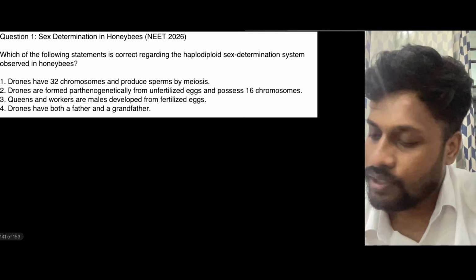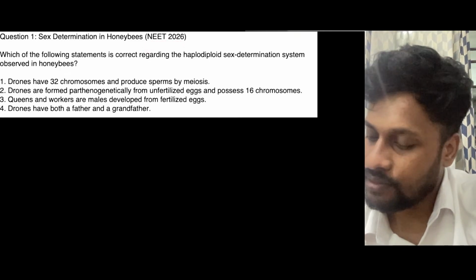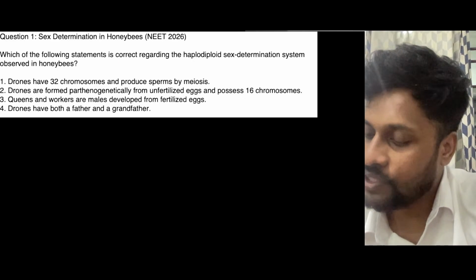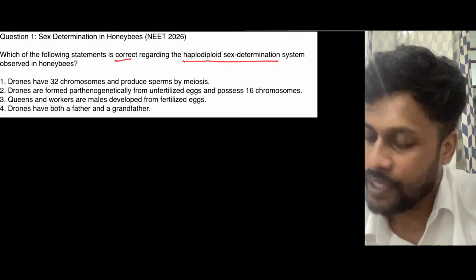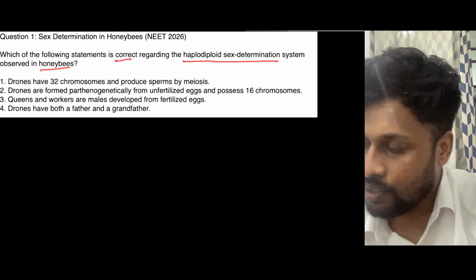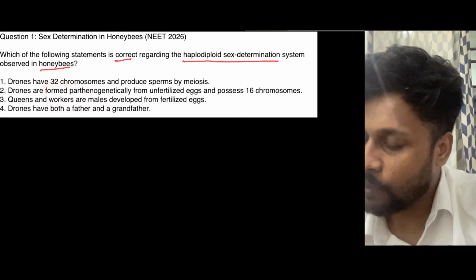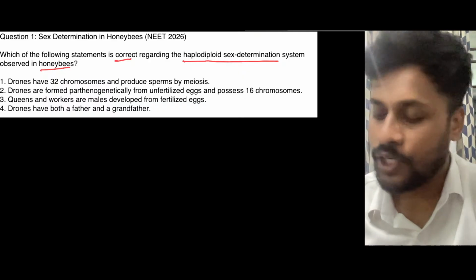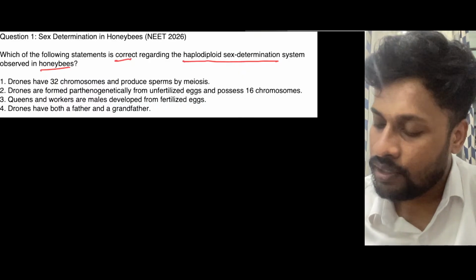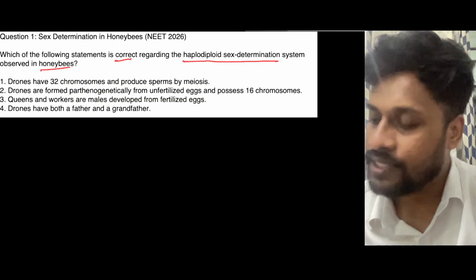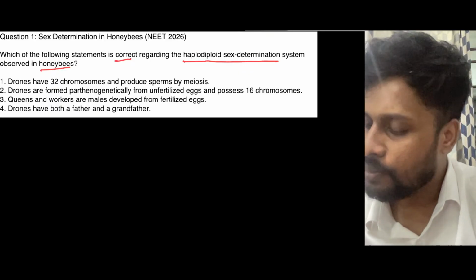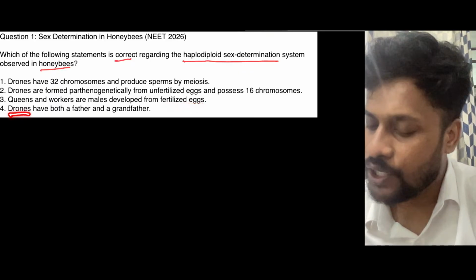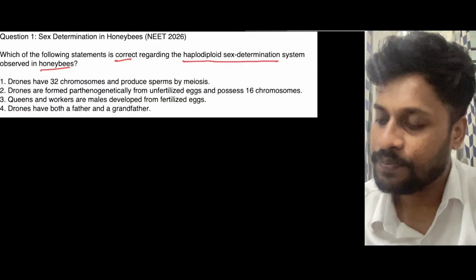Now, one question for NEET 2026. I think, which of the following statement is correct? Correct regarding haplodiploid sex determination system observed in honeybee. Drones have 32 chromosome and produce sperms by meiosis. Drones are formed parthenogenetically from unfertilized eggs and possess 16 chromosome. Queen and workers are males developed from fertilized egg. Drones have both father and grandfather.